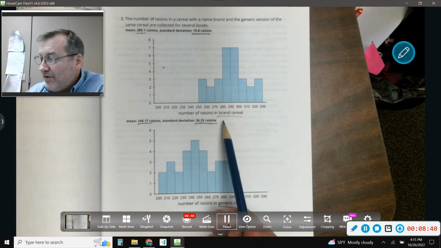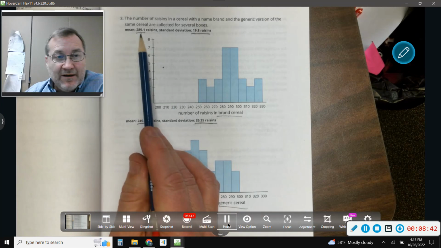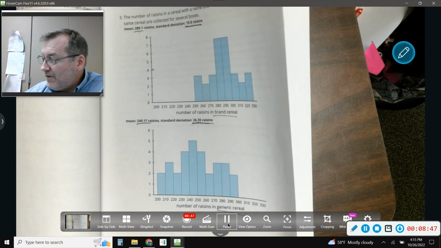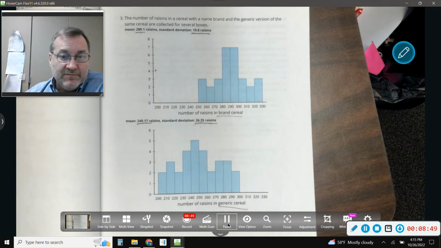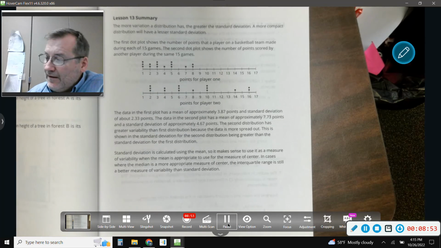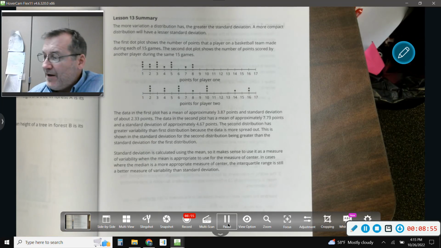So you might spend more for the name brand cereal, but you get more raisins. So that's some kind of expensive raisins. That's what's going on with number 3. You're just looking for those differences. And that is about it for what we have there.